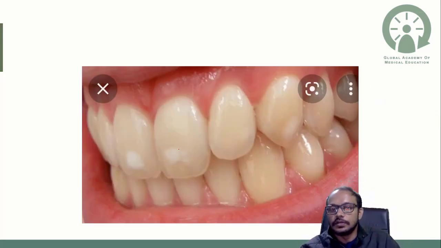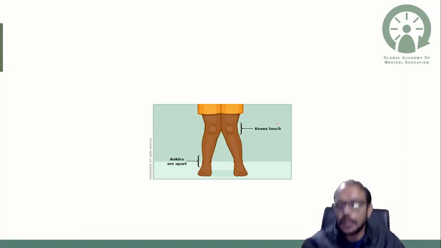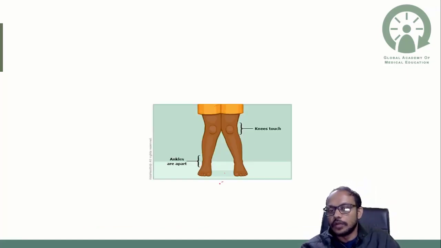You can see here a yellowish discoloration or whitish patches, dental fluorosis. This is also part of fluorosis, genu valgum. Okay, knees are touching and ankles are apart, it is called genu valgum. It is also a kind of skeletal fluorosis.